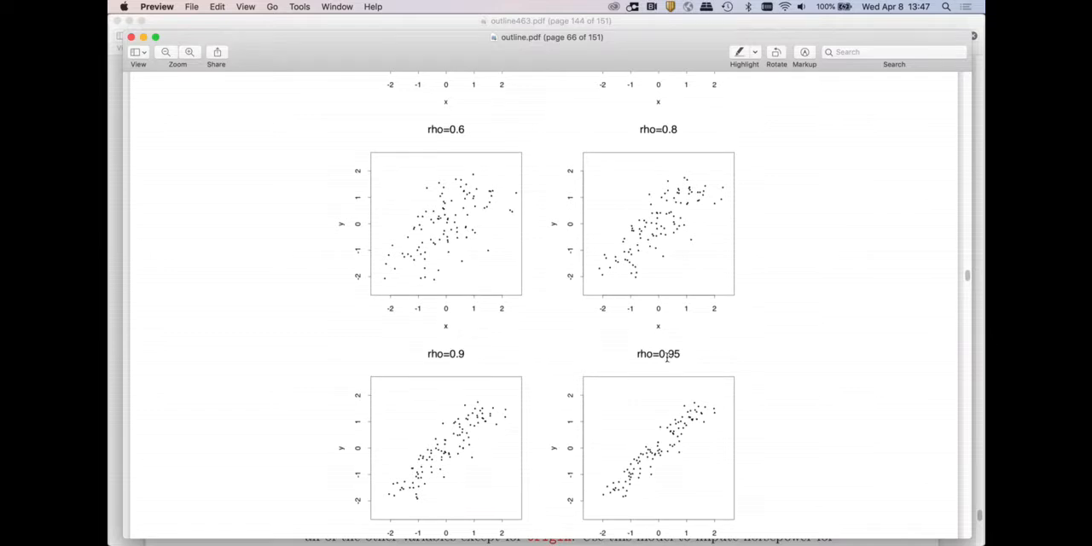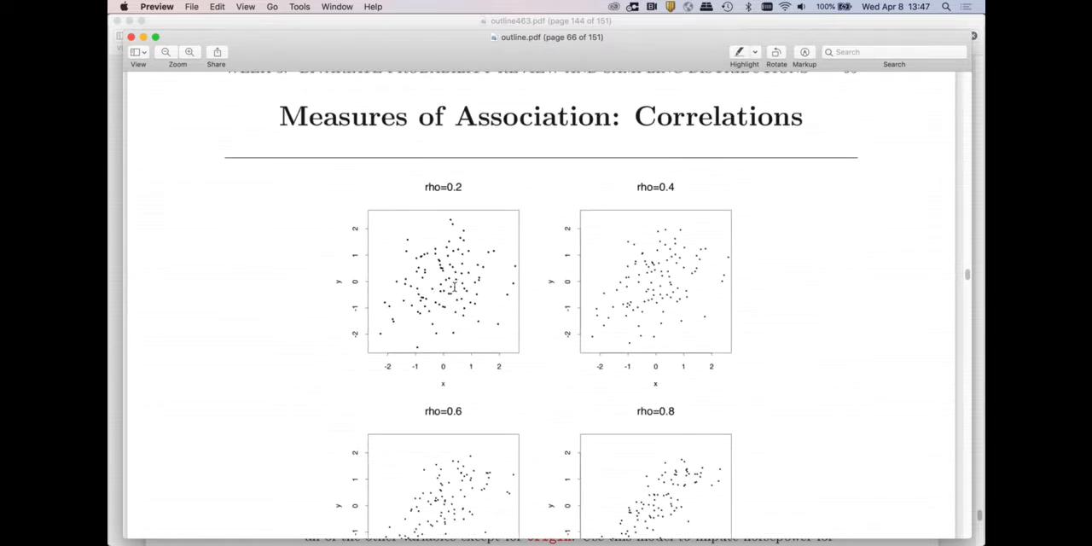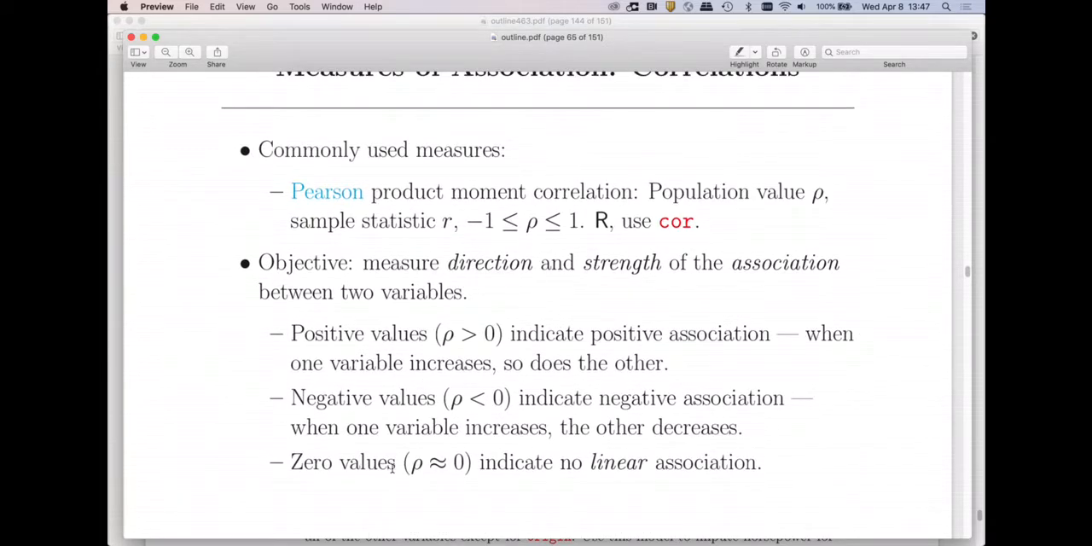So when rho is very close to 1, you have a very tight relationship where X is strongly associated with Y, so larger values of X are strongly associated with larger values of Y. When rho is smaller, you can barely see the correlation in this picture, but I've rigged it so the correlation really is 0.2. You see a very weak association. One more thing. Correlation of 0 indicates no linear association.